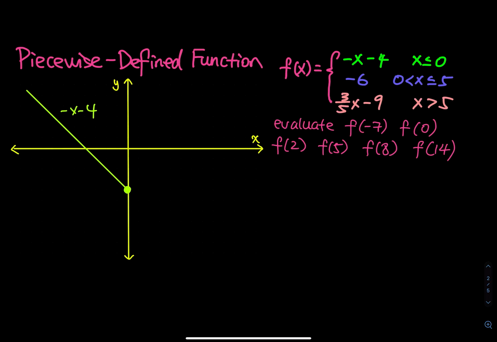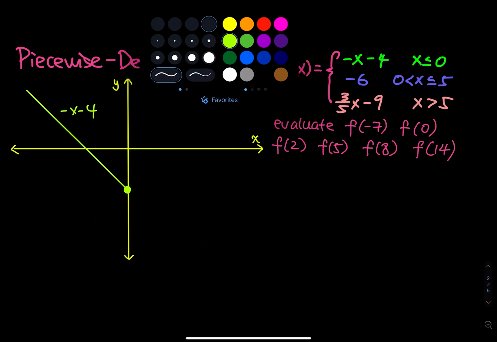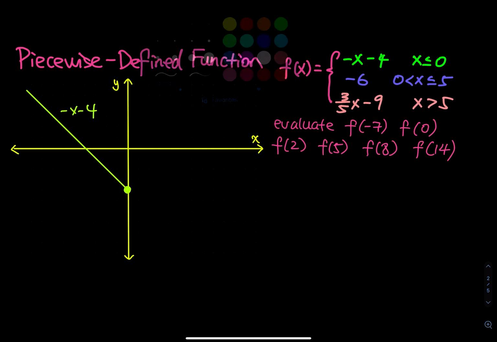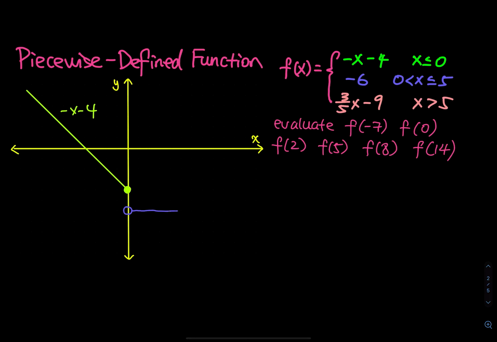And then the next one is y equals negative 6 when x is between 0 and 5. So where is negative 6? Let's match the color. Negative 6 is down here, right? Negative 6 when x is between 0 and 5. So this is 0, and then this is a 5.